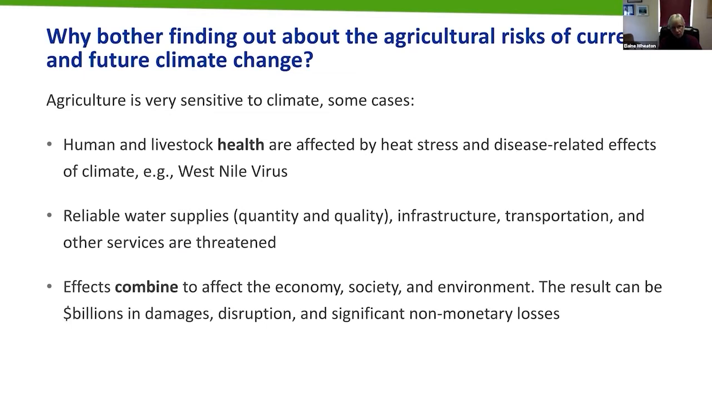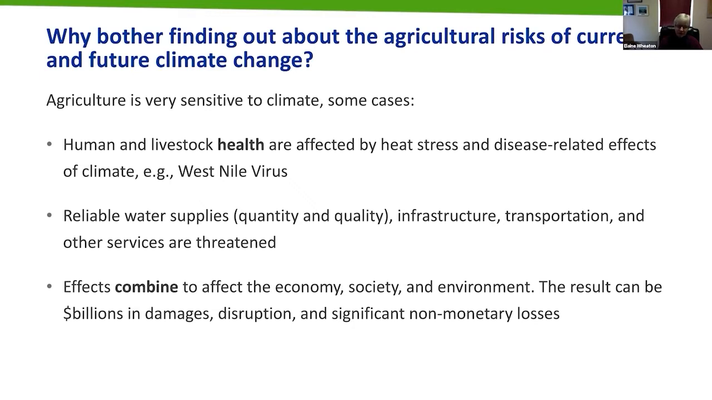So here are some more reasons, as we have a lot of them, so I'll just give a few more. Human and livestock health are really affected by heat stress. And of course, we've had a very good example of it recently. Mosquitoes that carry West Nile virus do very well in hot spells. And people and animals don't do very well in hot spells. Reliable water supplies really depend upon the climate and also other aspects such as transportation.